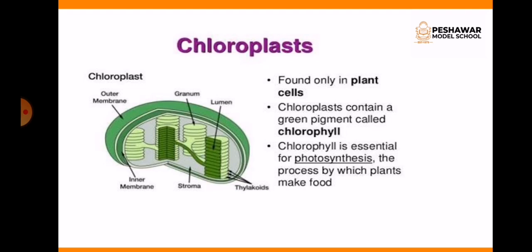Chloroplast is also known as the food factory for the plant. Why? Because chloroplast is the area where the photosynthesis process takes place. Now let's discuss how the process of photosynthesis takes place, how this process uses the raw materials and how it makes its food.